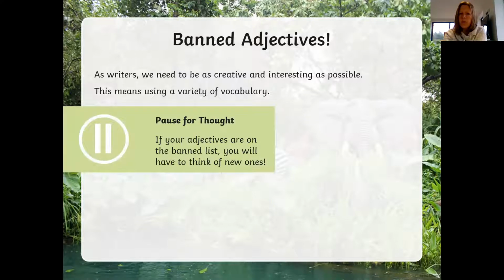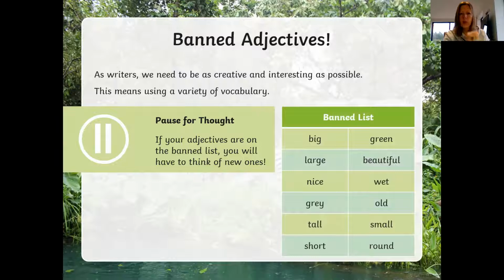So if the adjectives that we come up with were on the banned list, we're going to have to think of some new ones. So I've got fingers crossed that ours aren't going to be on that banned list. So look at what have we got on here? We've got big, large, nice. It's not a good one, is it really? Grey, tall, short, green, beautiful, wet, old, small, right? I don't think we had any of those on our list.